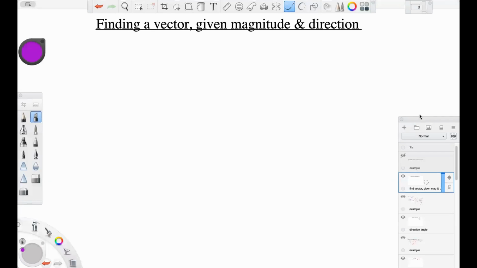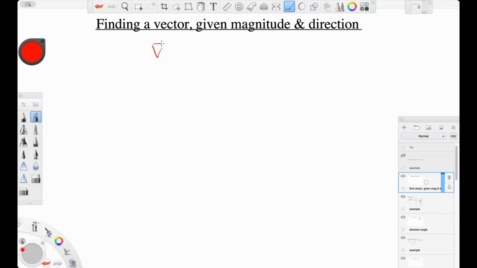All right, so what we want to do with this strategy here, this is actually going to be one of the most useful ways that we observe vectors. So this is asking us to find a vector. And when it says find a vector, it means find the i and j components. So we're going to find a vector given the magnitude and the direction. And so we're going to have a very simple formula for this.